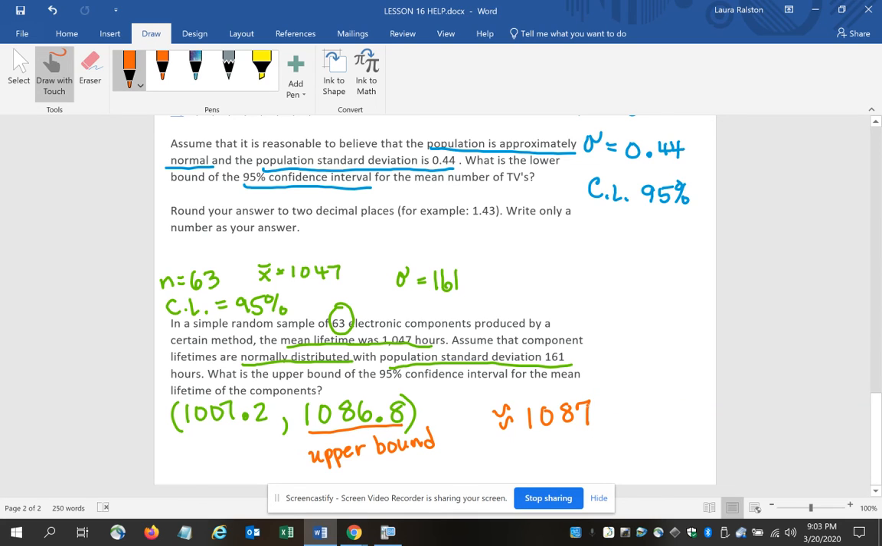I will point out to you, just as a heads up, in lesson 17, you begin looking at confidence intervals where you do not know the population standard deviation. And in that case, you're going to do a very similar process, but you're going to use a T, as in tiger, interval rather than the Z.